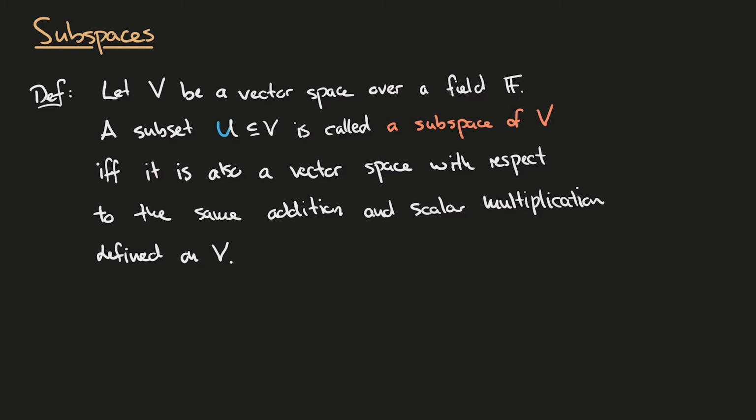To paraphrase, we require two things for U to be a subspace, namely that it be a subset of V and that it also be a vector space. It's also important that U have the same addition and scalar multiplication as V does. So if we've defined an addition plus_V and a scalar multiplication times_V on V, then we also want U to be a vector space with respect to these operations.